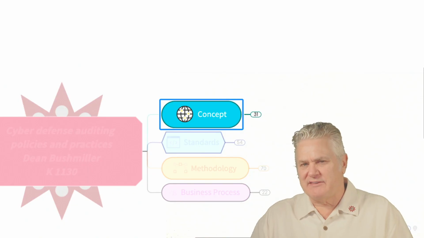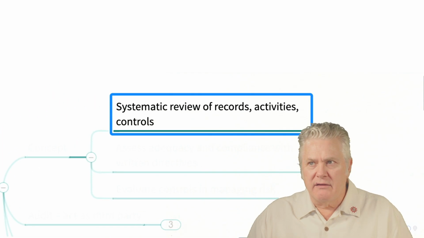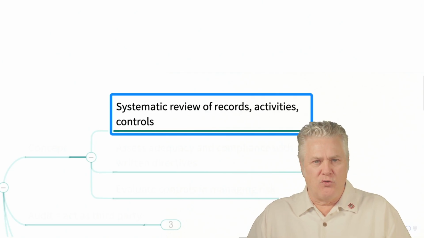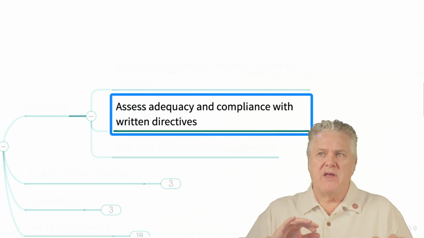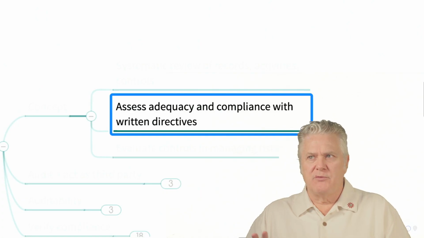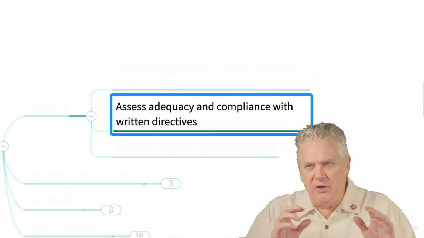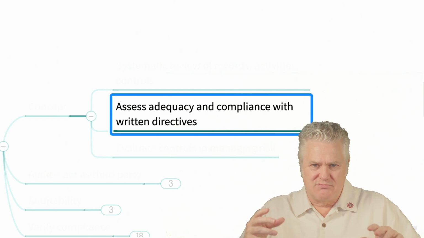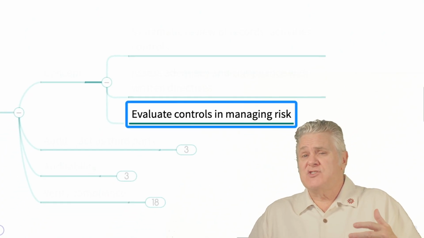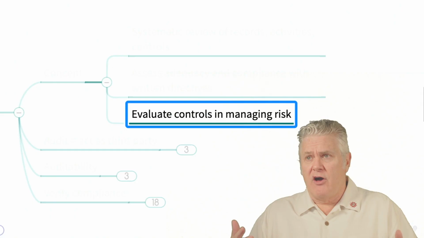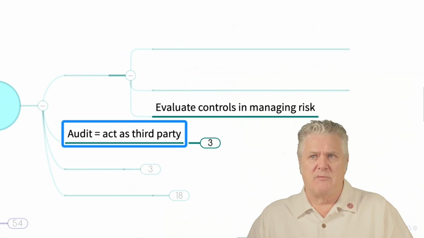So let's get started. From a conceptual standpoint, we're reviewing records, activities, and controls of our organization. We're trying to figure out whether we have adequate controls in place and that we are complying with written directives. So that's where the compliance comes in. What we'd like to do is go further than that in the audit and evaluate whether the controls are managing the risk in our environment.